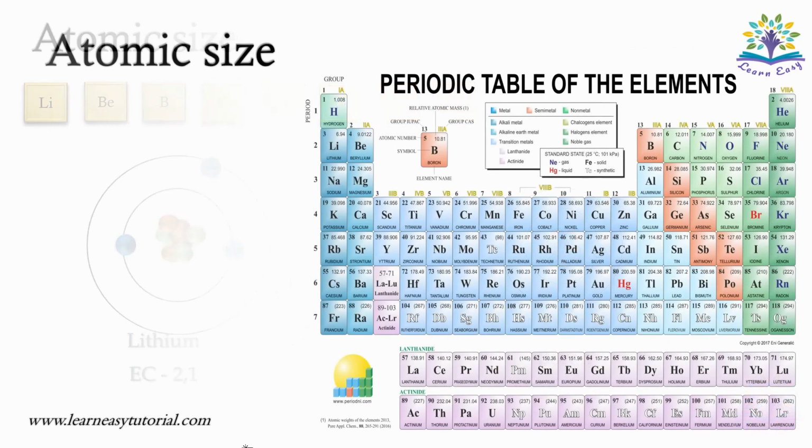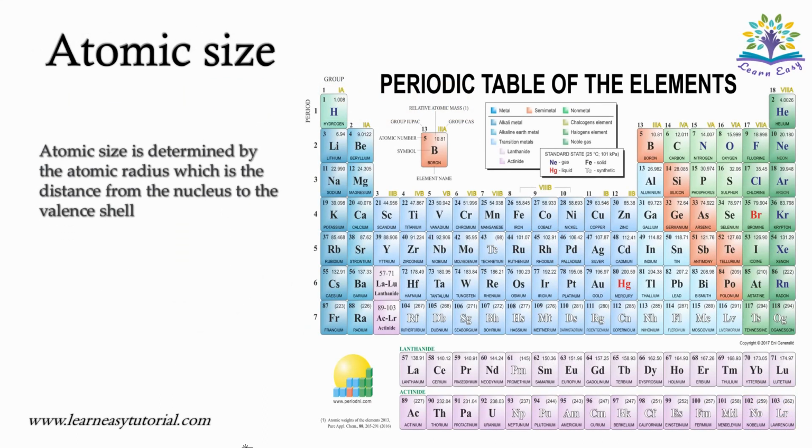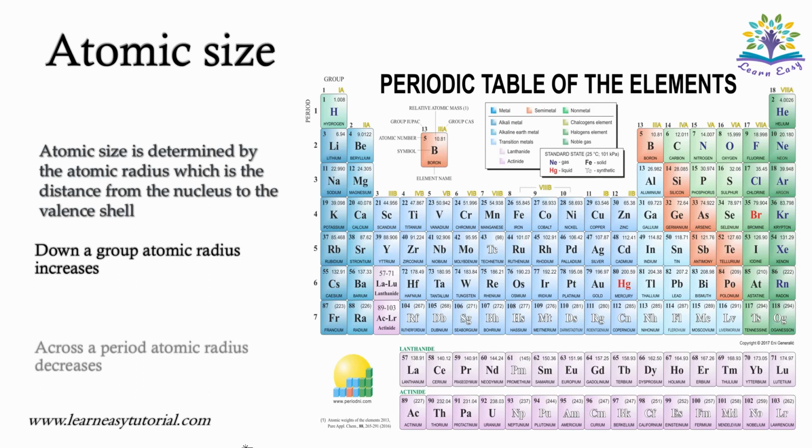To summarize, atomic size is determined by the atomic radius, which is the distance from the nucleus to the valence shell. Down a group, atomic radius increases, while across a period, atomic radius decreases. That's all for now. In our next video, we will learn about metallic and non-metallic properties and how they vary in the periodic table.